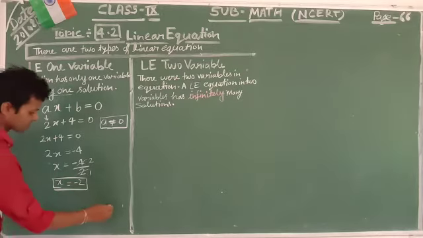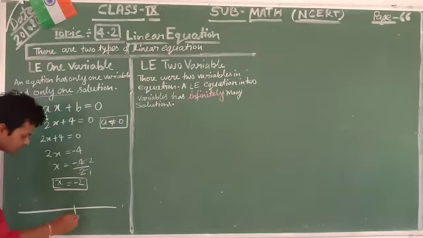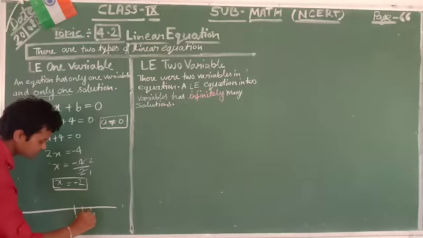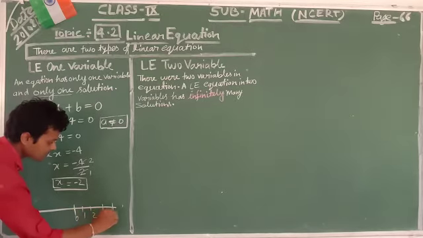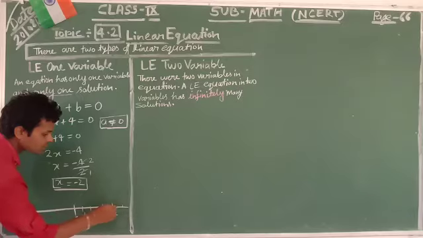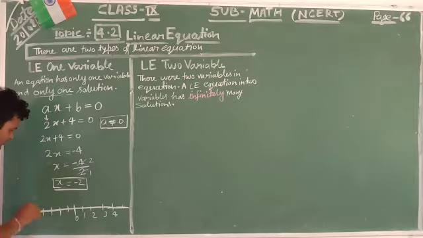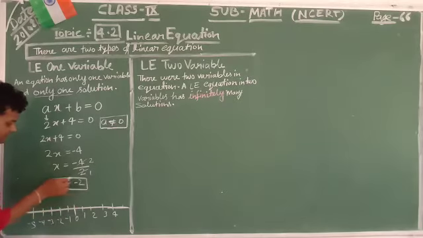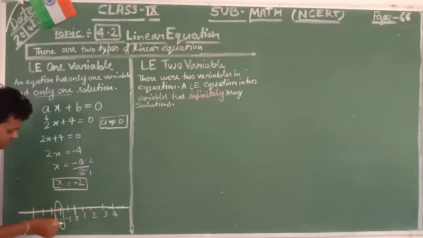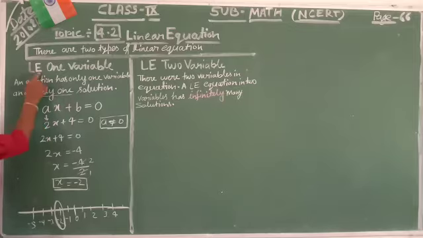You can show it on a number line. 0, 1, 2, 3, 4. You draw more numbers for your requirement: minus 1, minus 2, minus 3, minus 4, minus 5. Your number x is equal to minus 2, and you show here on the number line minus 2. Okay, this type you show on a number line, your linear equations in one variable, and you can solve this type.